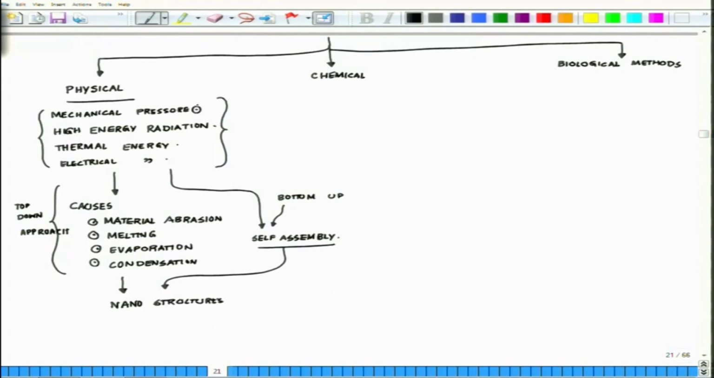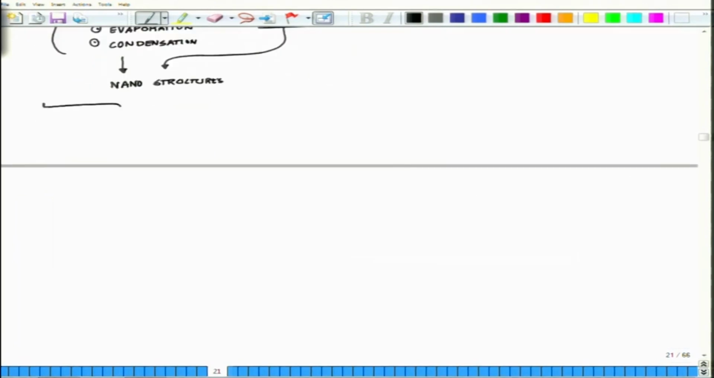Okay, so this is how the process works. Either there will be a mechanical pressure, there will be high energy radiation, or there will be thermal energy, or there will be electric energy, or even this could use a magnetic field. Okay, it is possible that you can use a magnetic field, or the part of energy could be utilized to either self assemble or bring about some of these top down approaches. Okay, now what are the different physical techniques? So this is the whole basis of how it happens. Now let's talk about the physical techniques which are available.